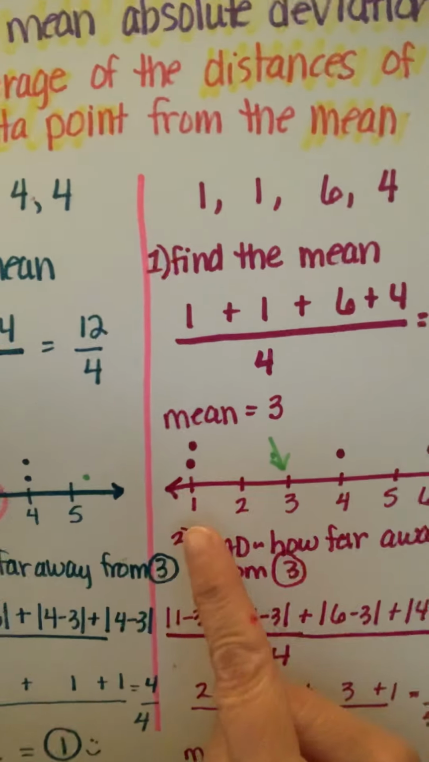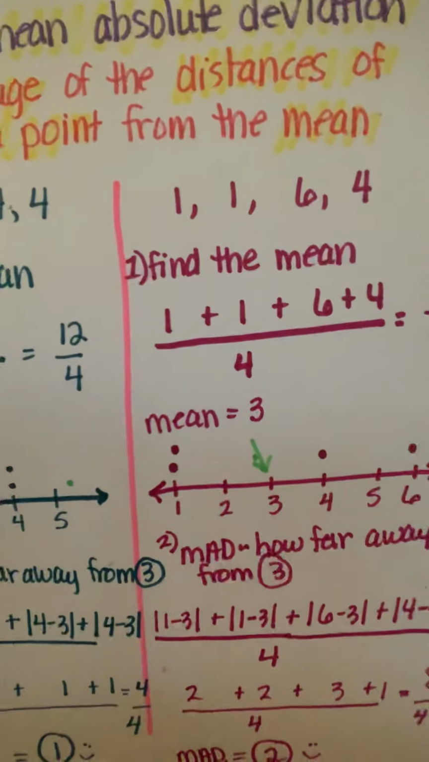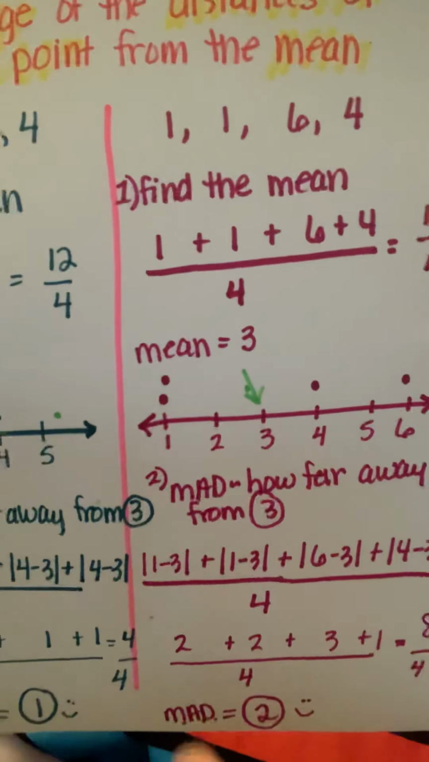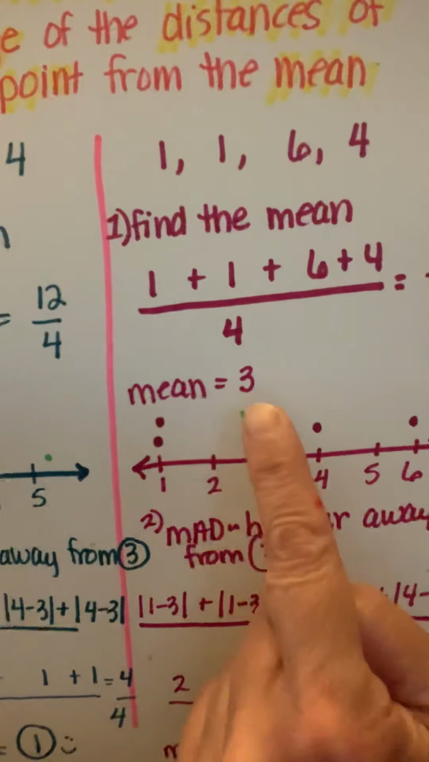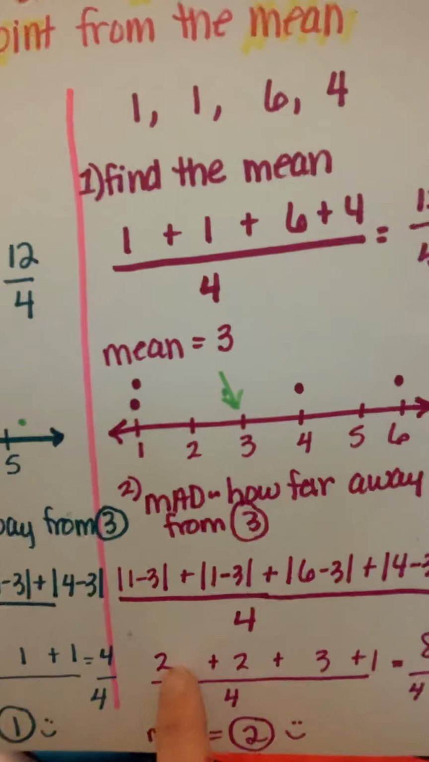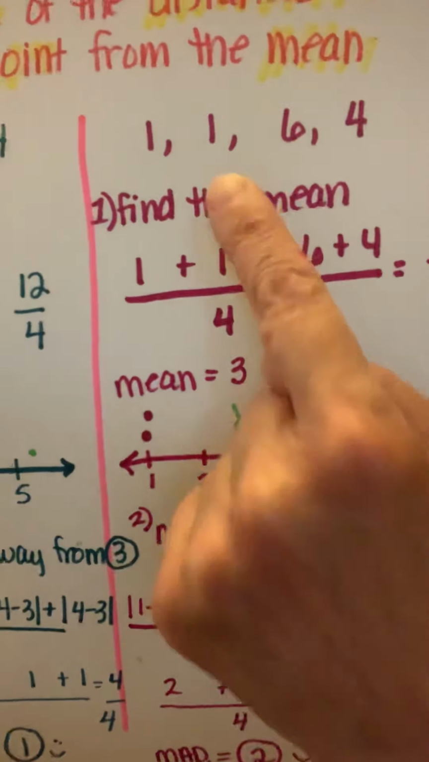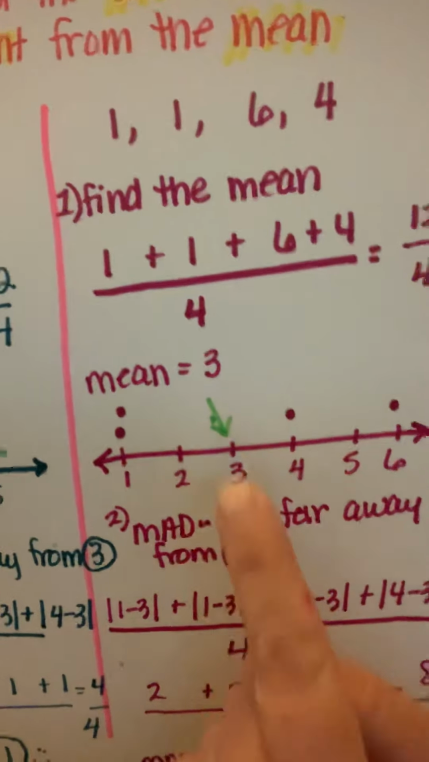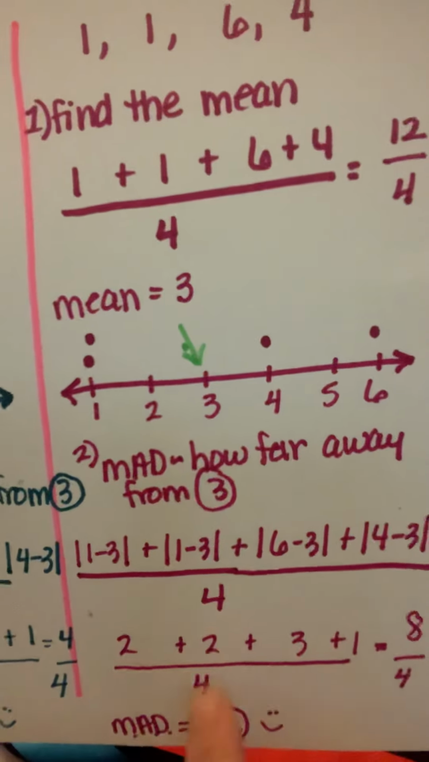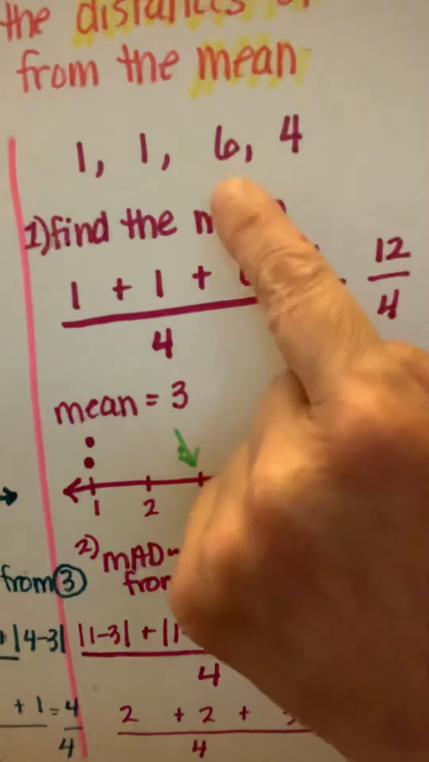So I'm going to start with the 1, okay? I'm going to count. What is the distance between my 1 and my 3? 1, 2, 2. Oh, I have another 1. Yay! I'm going to count the distance. 1, 2, 2. Now I have a 6.